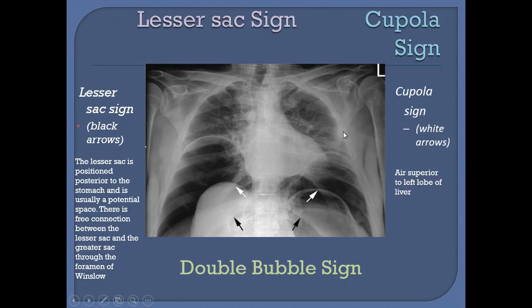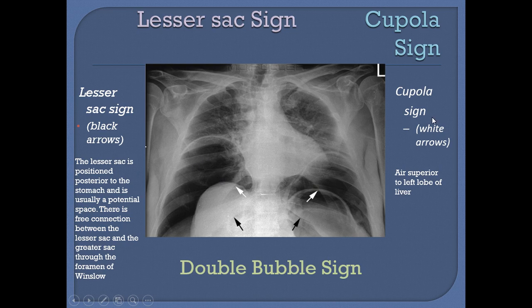Lesser sac sign and cupola sign. First, lesser sac sign. The lesser sac is positioned posterior to the stomach and is usually a potential space. So any free connection between the lesser sac and the greater sac through the foramen of Winslow can create this thing. You can see this.